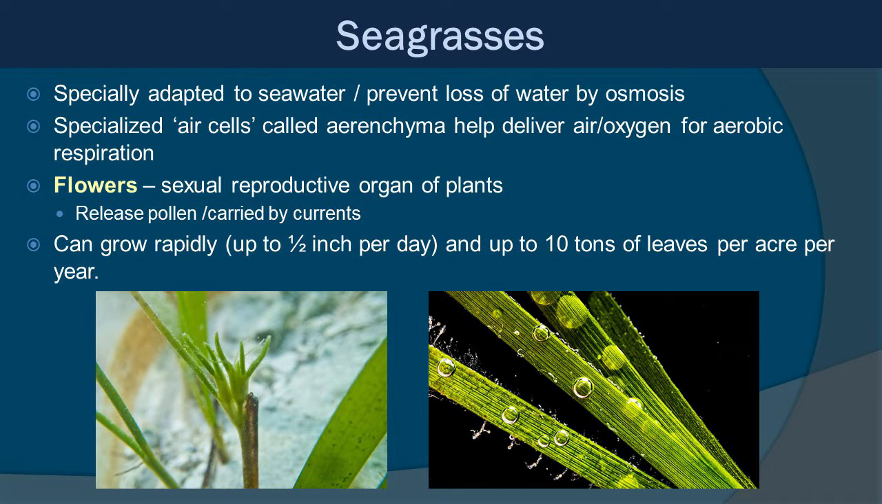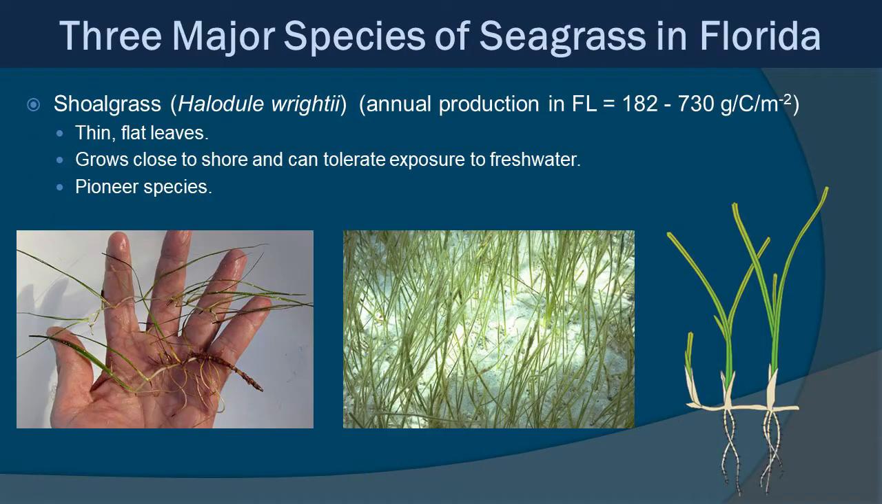Now, seagrasses can grow very rapidly. They can grow up to about half an inch per day and up to about 10 tons of leaves per acre per year. So that's a lot of biomass. There are actually about 7 species of seagrasses here in Florida, but we are only going to talk about the three major ones that you see out there all the time.